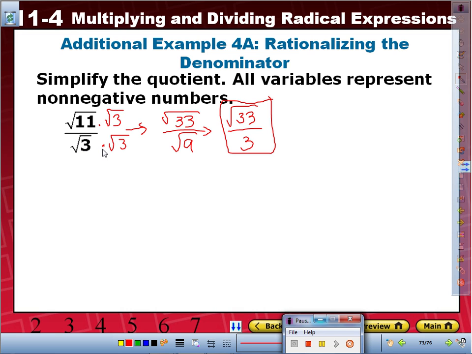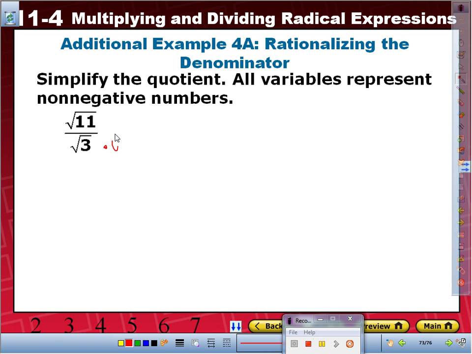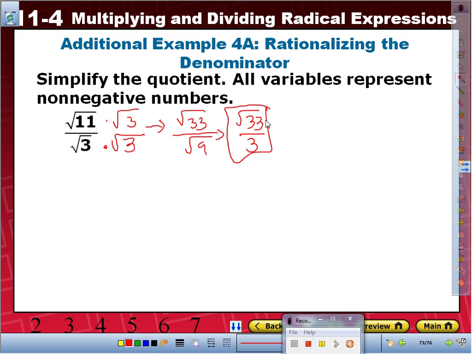Pay attention, please. We cannot have a radical on the denominator. Let me do this all over again, just to make sure we got it. We cannot have a radical on the denominator. Therefore, to get rid of it, I multiply times the radical on the denominator as long as it's simplified. It's square root of 3 times square root of 3. This becomes square root of 33 over square root of 9. What is square root of 9? 3. This is square root of 33. And we're done.